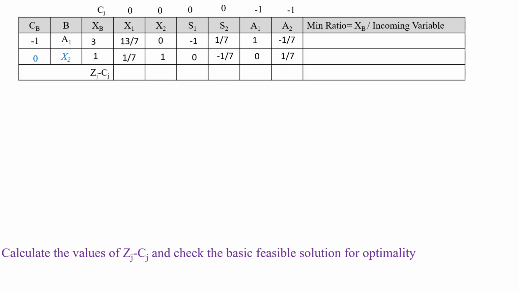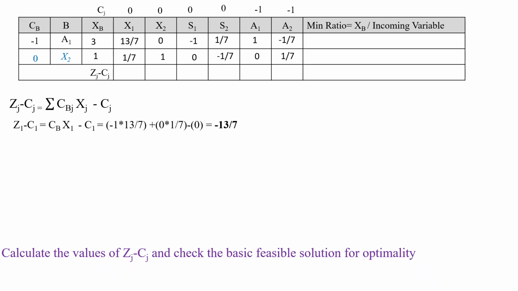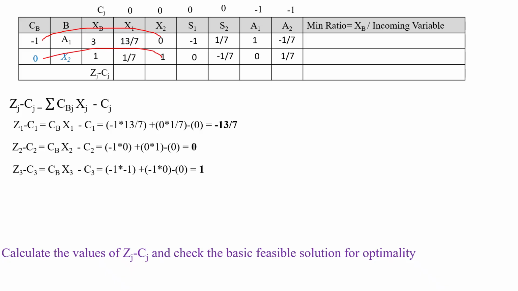Next step is once again I have to calculate the Zj minus Cj and check the basic feasible solution for the optimality. So Z1 minus C1 is minus 1 into 13 by 7 plus 0 into 1 by 7 minus 0. It is minus 13 by 7. Z2 minus C2 is minus 1 into 0 plus 0 into 1 minus 0. It is 0. Next, minus 1 into minus 1 plus 0 into 0 minus 0. It is 1. Next, minus 1 into 1 by 7 plus 0 into minus 1 by 7 minus 0. It is minus 1 by 7.